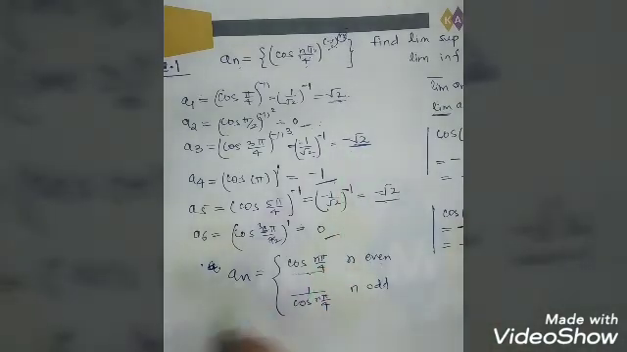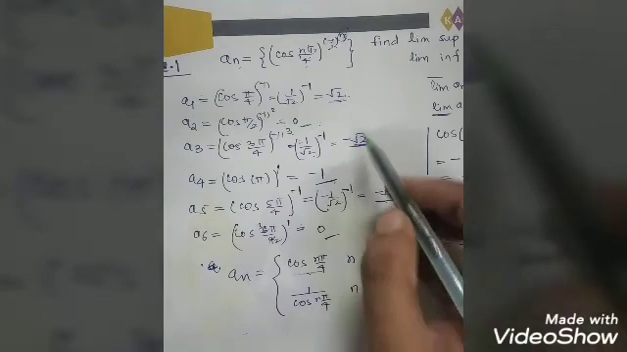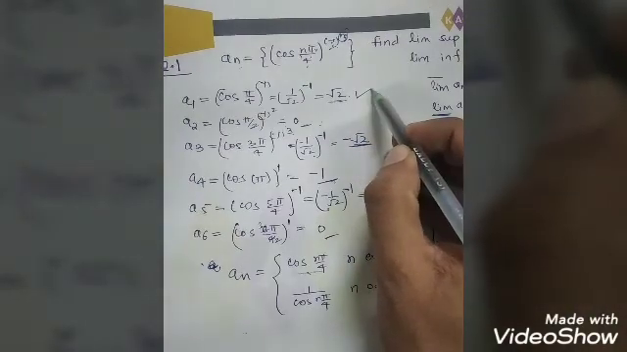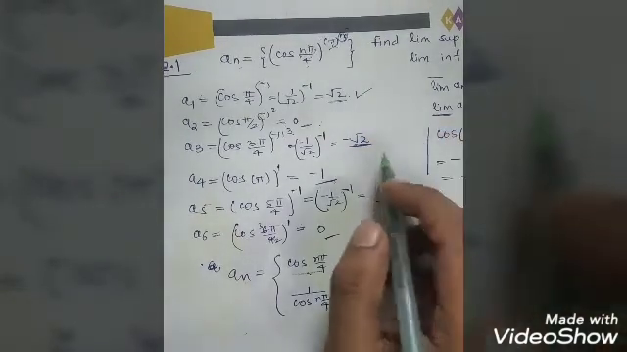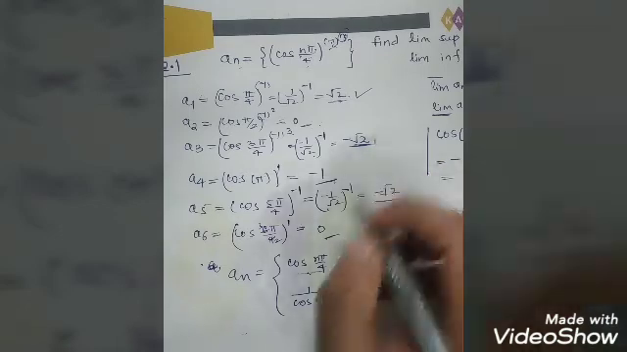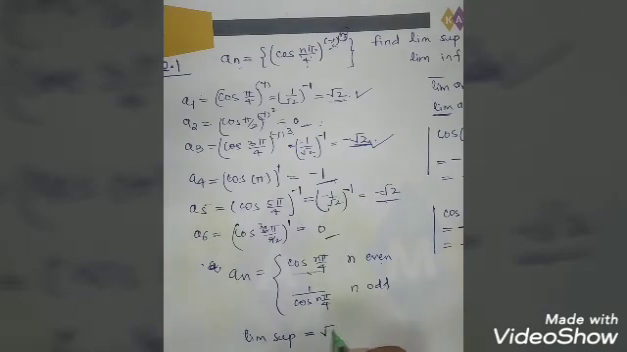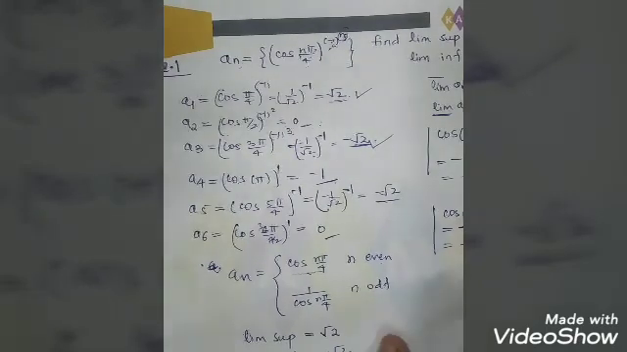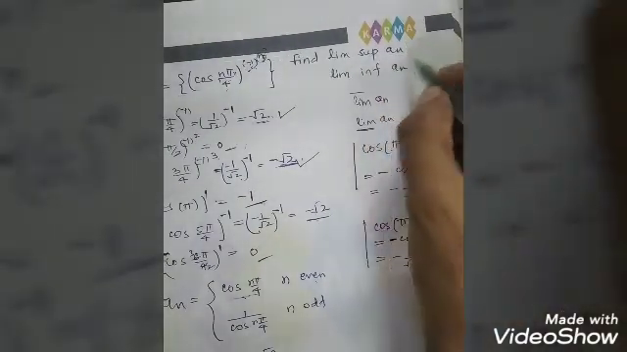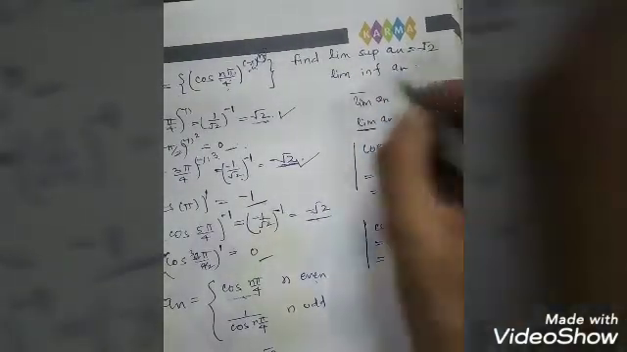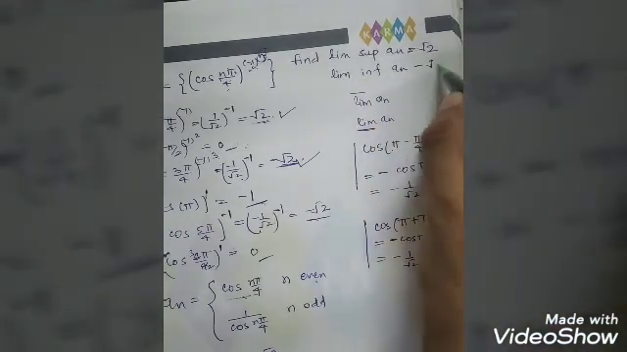Now we have to find the supremum of all those values. Obviously root 2 is the supremum. And the least value is not 0, it's minus root 2. So lim sup will be root 2, and the limit infimum, the inferior limit, will be minus root 2. So we have evaluated lim sup equals root 2 and lim inf equals minus root 2.